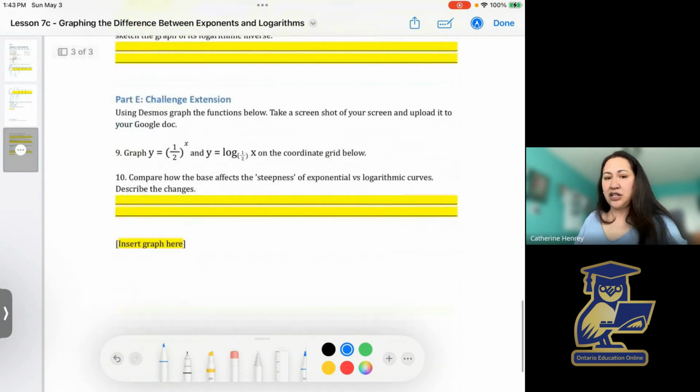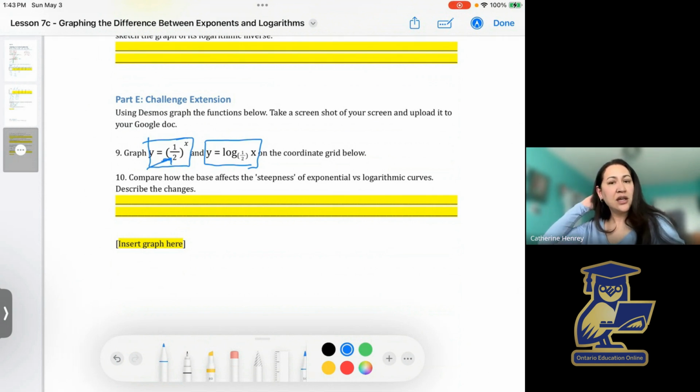Next, you have a challenge extension. So use Desmos to help you graph this again. You have y is equal to 1/2 to the power of x. And then you're going to graph y is equal to the log of x to the base of 1/2. And then compare how the base affects the steepness of the exponential versus the logarithmic curves. Describe the change. And the hint here is the base of an exponent. What do you expect to see when the base of an exponential function is a half or a decimal or fraction?